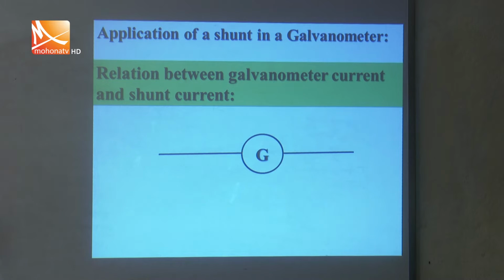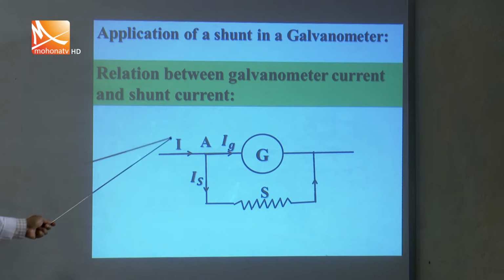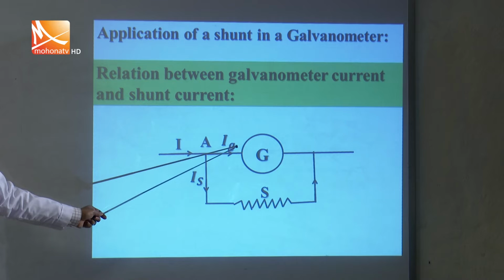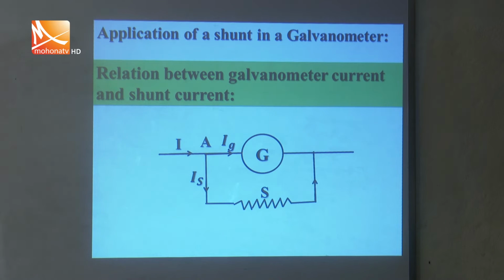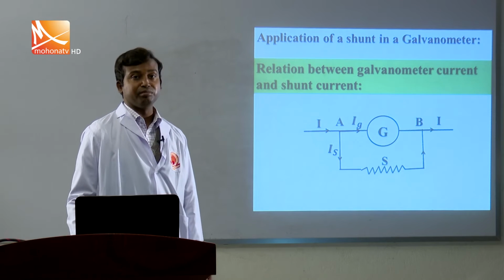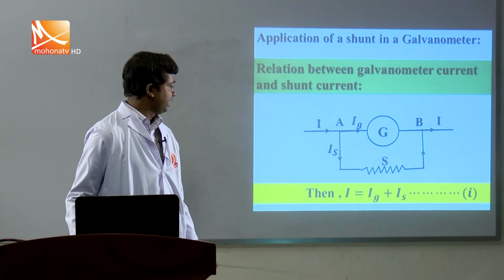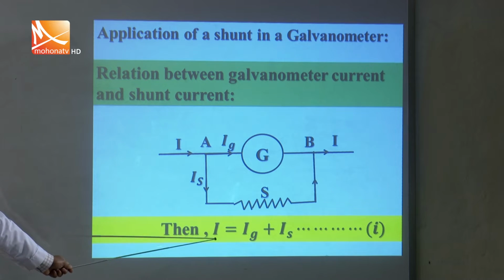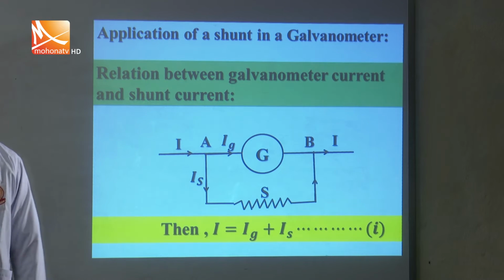This is a galvanometer having a resistance Z and a small resistance shunt which is connected in parallel with the galvanometer. So you can easily guess, if the circuit current is I, at this point A, this current will be divided into two portions: Ig, the galvanometer current, and the other one is the shunt current. And these two currents at point B again make the main current I. So this is nothing but energy conservation. Then you can write I equals Ig plus Is, that is, main current equals galvanometer current plus shunt current.